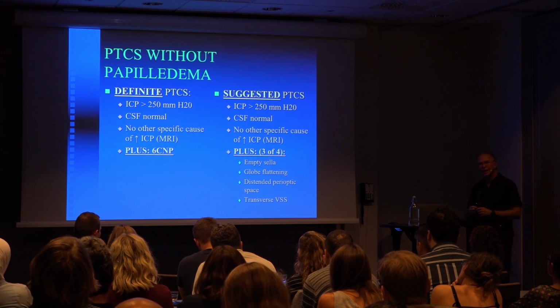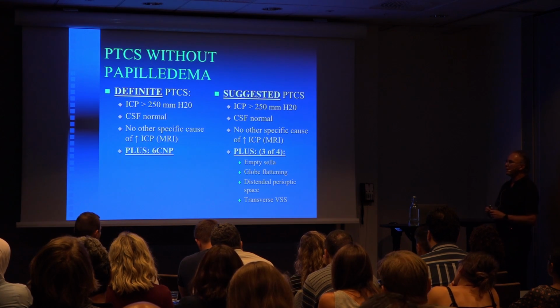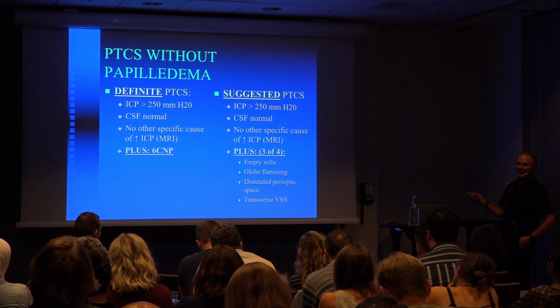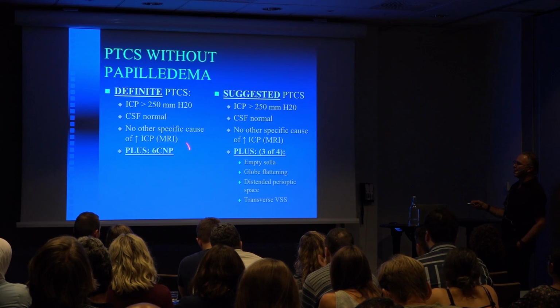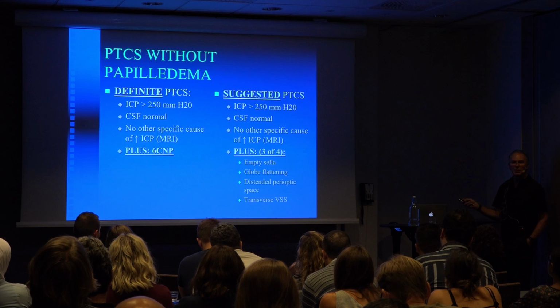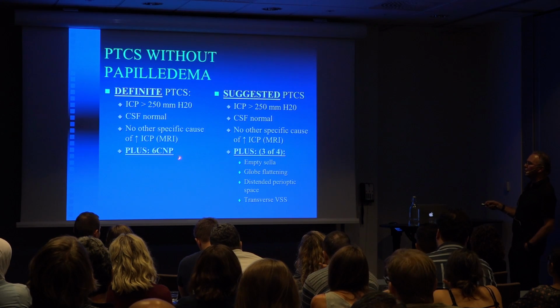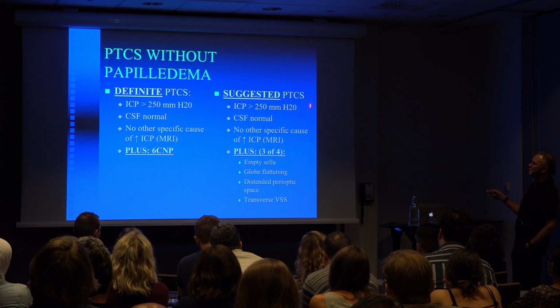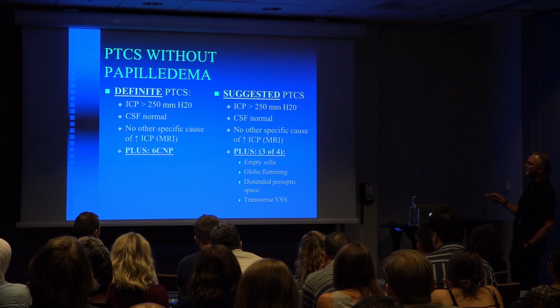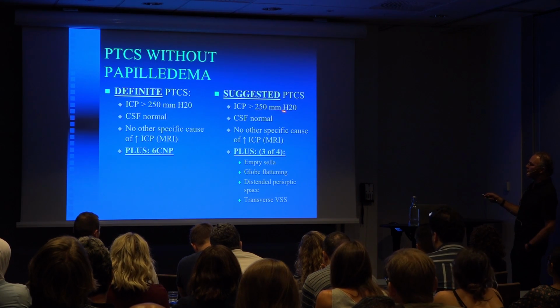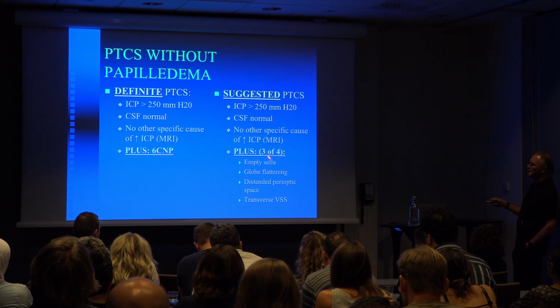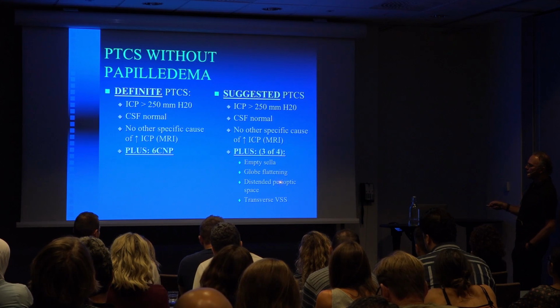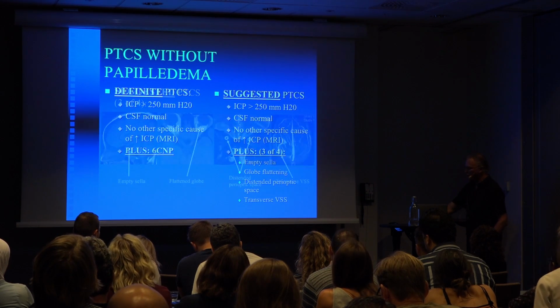So you can have pseudotumor cerebri syndrome without papilledema. So in order to make that definite diagnosis, you need to have a high pressure, normal CSF, no other specific cause. So you've done an MRI and you've made sure about that, and you've got a 6th nerve palsy, but you don't have papilledema. So with the right syndrome, you can make the definite diagnosis. You can have a suggested diagnosis of pseudotumor cerebri syndrome without papilledema if you have these features again, and you have 3 of 4 of these additional features on imaging. Empty sella, globe flattening, distended space, venous stenosis, like this.